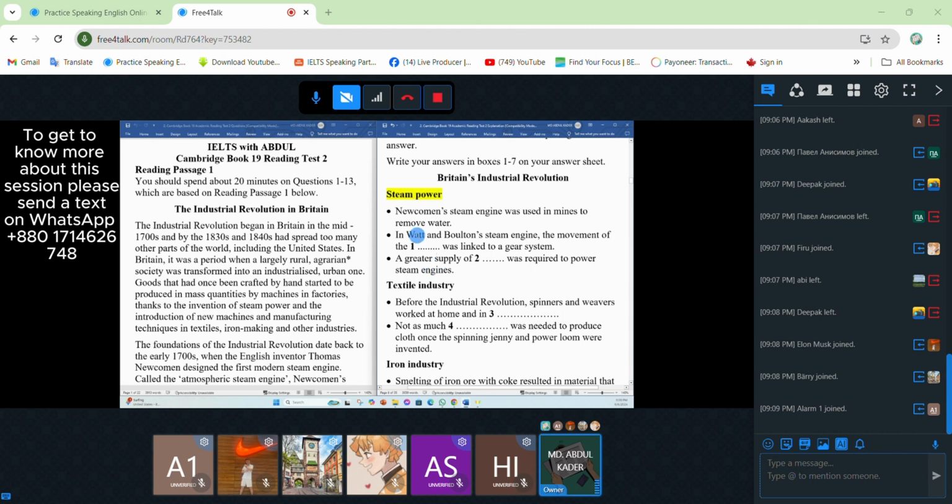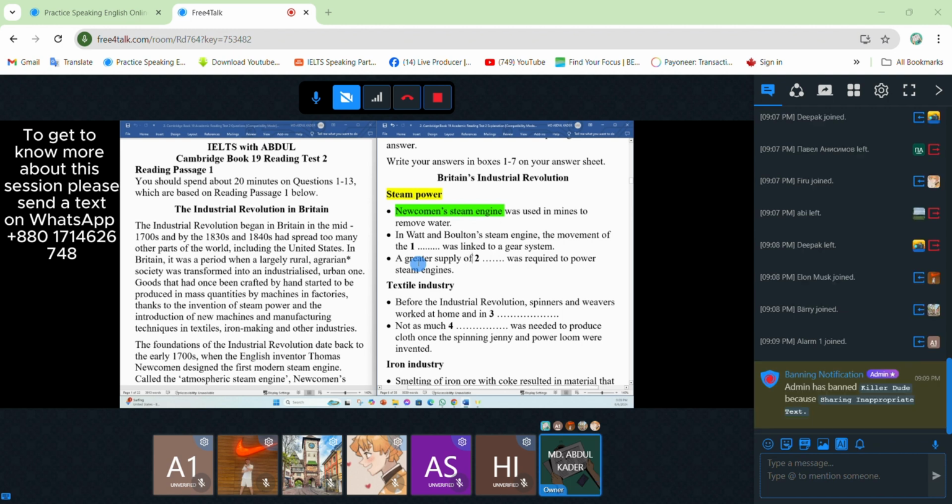Then the second line is: Newcomen's steam engine was used in mines to remove water. Newcomen's steam engine, this is our another keyword. This keyword also will help us to find the location. Then we are going to read the next line.